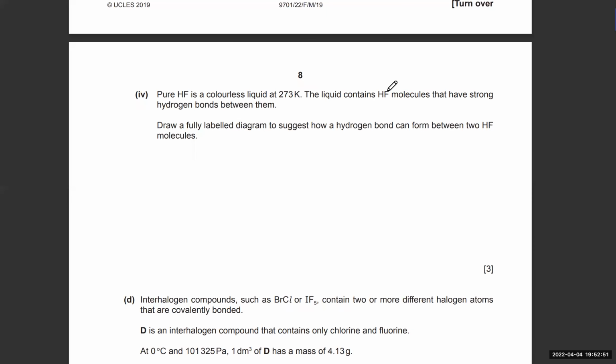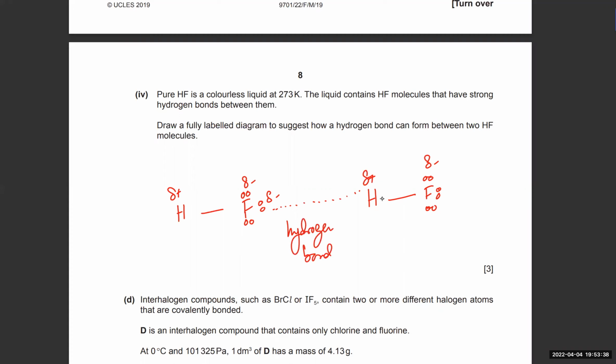Pure HF is a colorless liquid, contains HF molecules that have strong hydrogen bonds. Draw a fully labeled diagram to show this. You have to show hydrogen bonds. Now, HF is a highly polar molecule, and one of the reasons is that it's got lots of lone pairs as well. So there's going to be another HF molecule, which is also highly polar, and the F is going to have lone pairs. The lone pairs of one F will be attracted to the positive H of the other molecule, and that is going to be your hydrogen bond. And remember, usually just one hydrogen bond is formed between molecules. So you have to show the lone pair, and that lone pair gets attracted to the positive H on the other side.